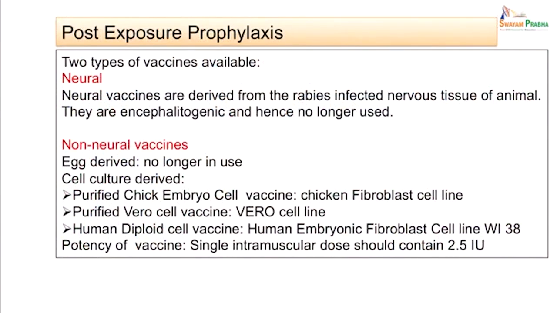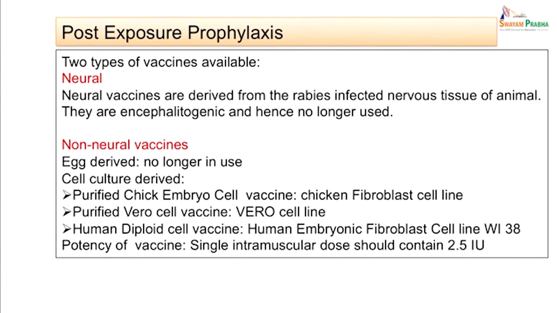Now, coming to the post-exposure prophylaxis. Two types of vaccines are available: neural vaccines and non-neural vaccines. The neural vaccines are derived from the rabies infected nervous tissue of animals. Because these vaccines contain nervous tissue of different animals, they are encephalitogenic and hence associated with harmful effects, and they are no longer used.